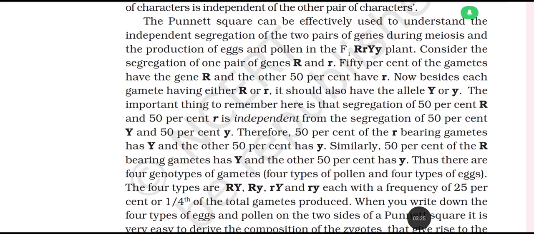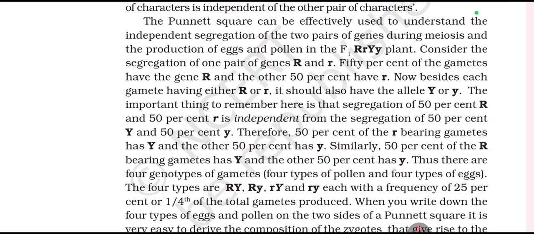The Punnett square can be effectively used to understand the independent segregation of the two pairs of genes during meiosis and the production of eggs and pollen in the F1 capital R small r, capital Y small y plant. Consider the segregation of one pair of genes, capital R and small r. 50% of the gametes have the gene capital R and the other 50% have small r.